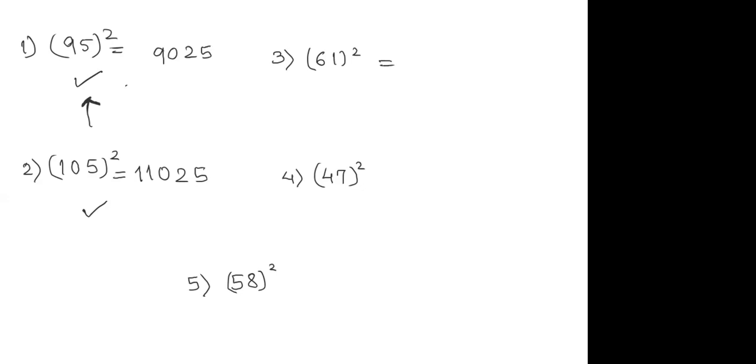3721. Let's see. 1 as it is. Then double of 6 is 12. Right? 2 and carry 1. 6 6s are 36 plus carry 1. 3721 is correct answer. Check your answers, okay? 47 square. Shrilekha, did you get answer for this?